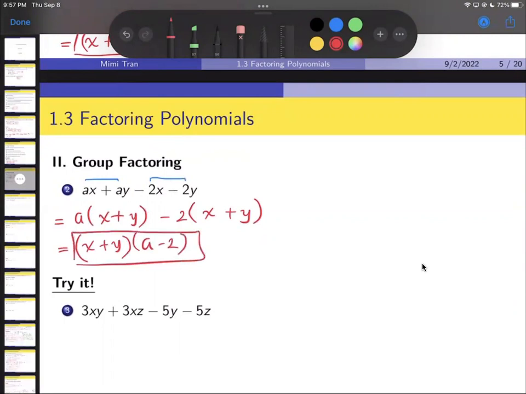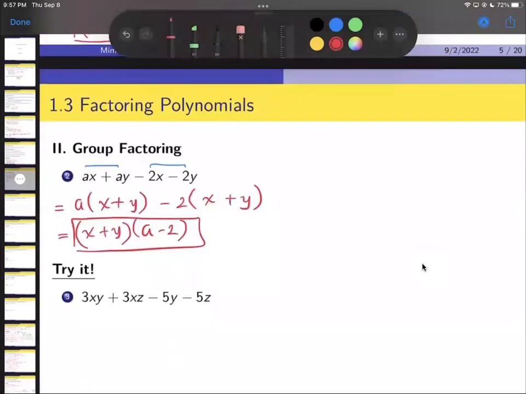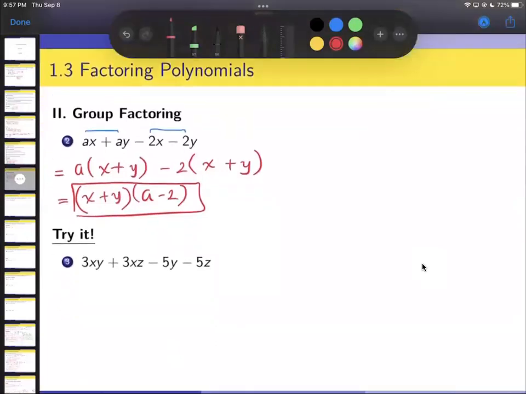Make sure you have the same factor twice. If you don't, rearrange it or regroup it. Pause the video and then try number 3. Okay.